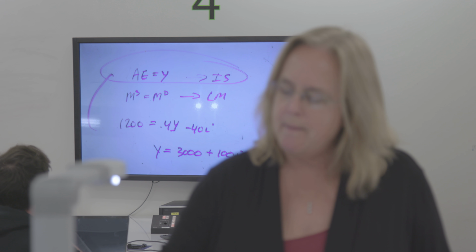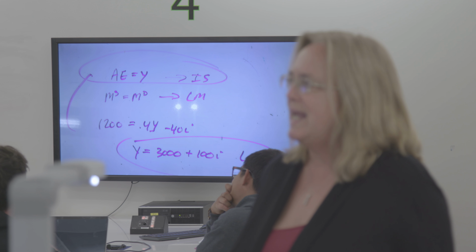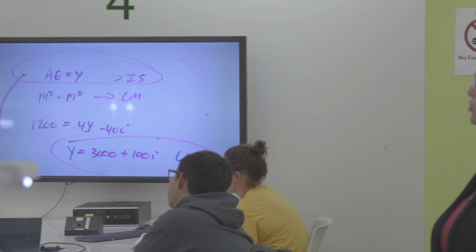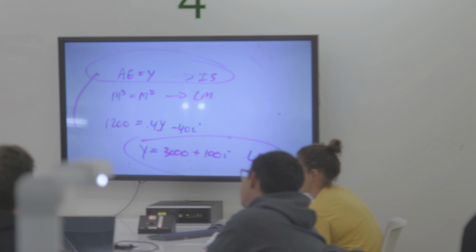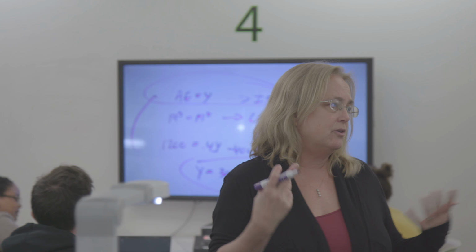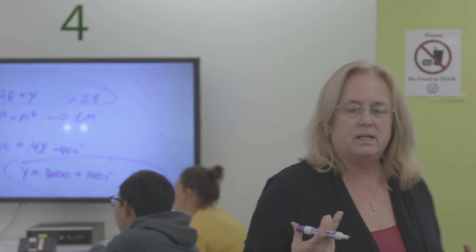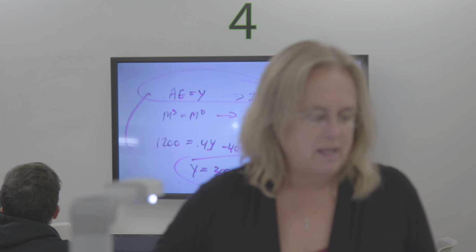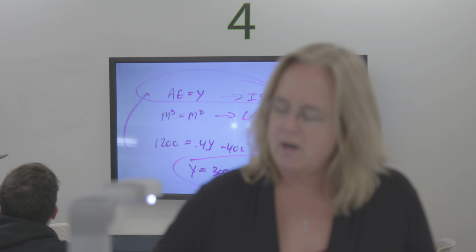So that's your LM. And then you set the IS and LM curves equal to each other, and then solve for the interest rate, and then plug that interest rate back into either curve to get the equilibrium GDP. So you should have got an interest rate of 10 and a level of GDP of 4,000.